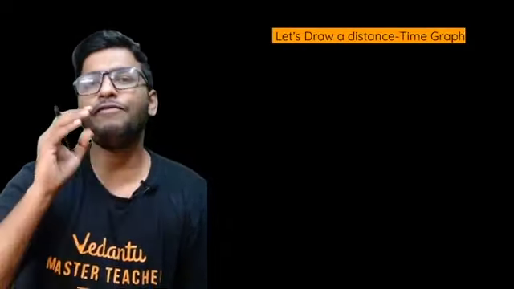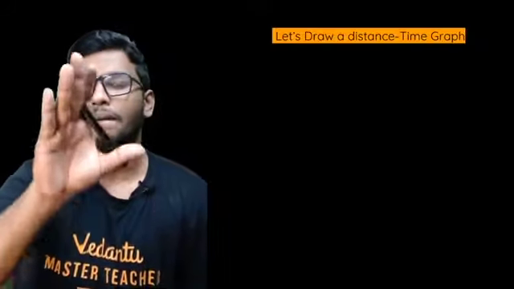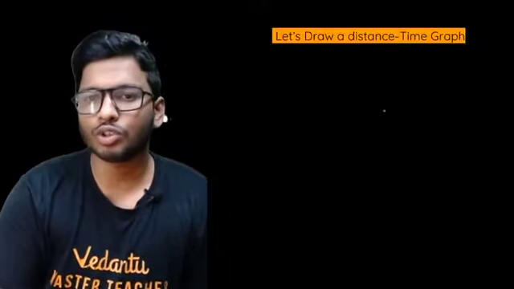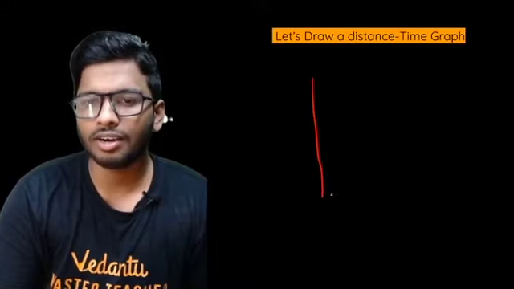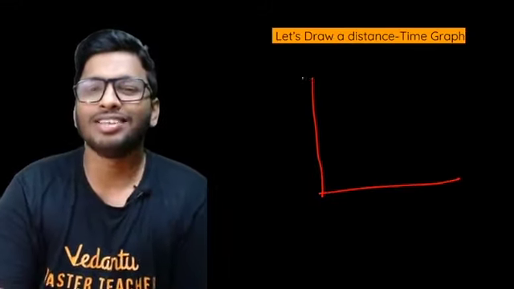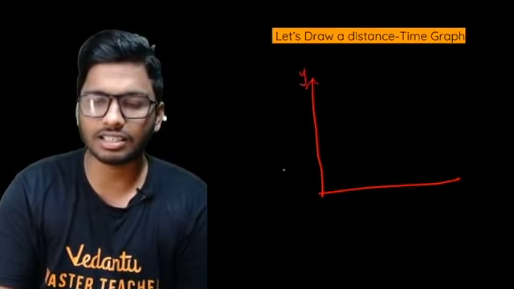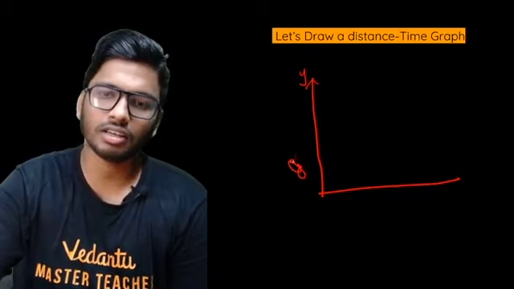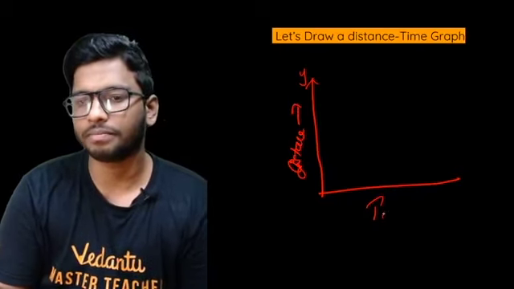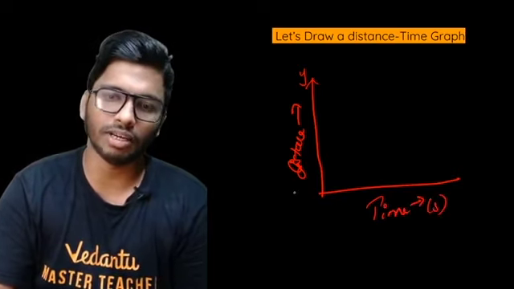Now, I'm going to draw a graph based on the information that I have. I'm going to draw a simple graph over here. My graph is a little weird, but still, you get the point. I'm going to represent the y-axis as distance, in terms of meters, and this is going to be time taken, in terms of seconds.